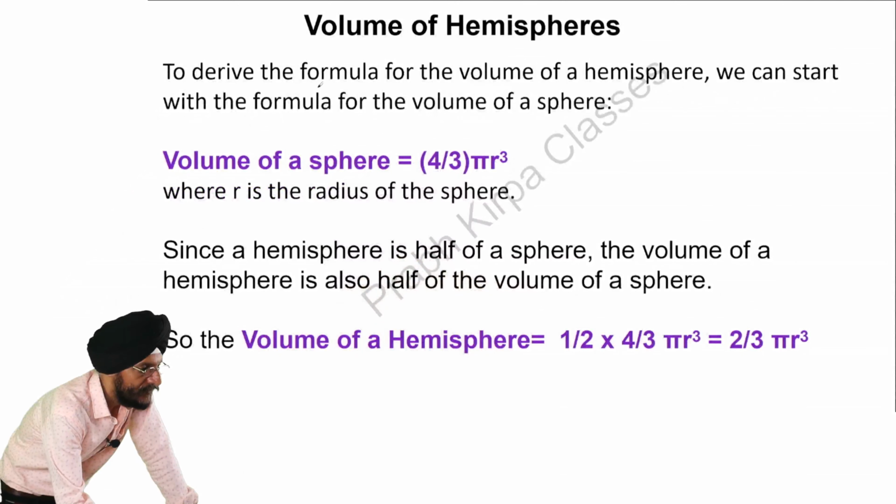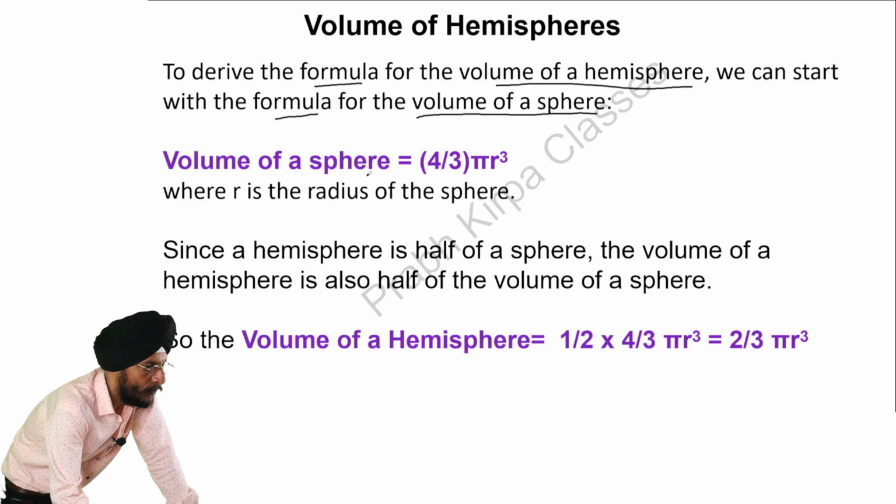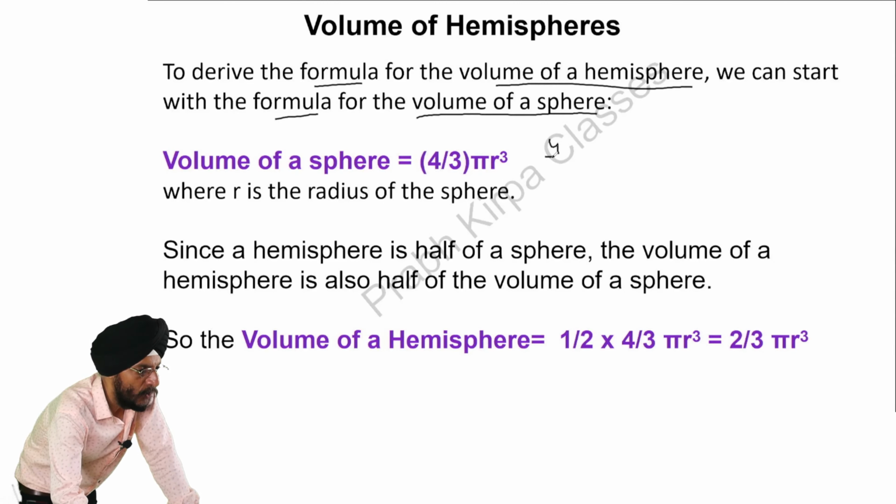To derive the formula for the volume of a hemisphere, we can start with the formula for the volume of a sphere. The volume of a sphere can be calculated with the help of the formula 4 over 3 pi r cube. This is the volume of a sphere, where r stands for radius.